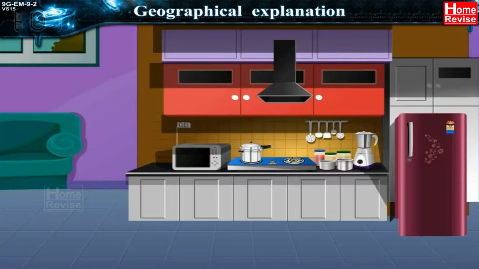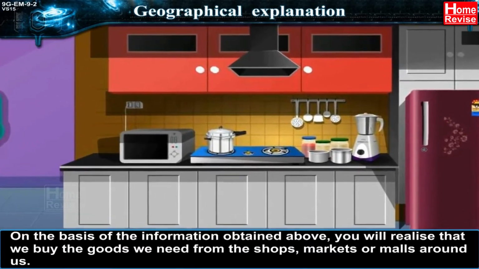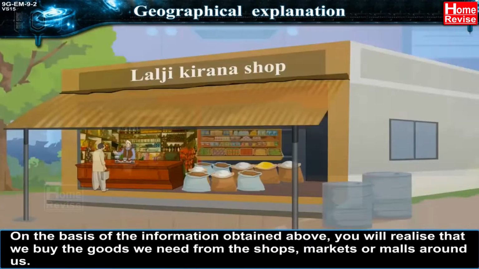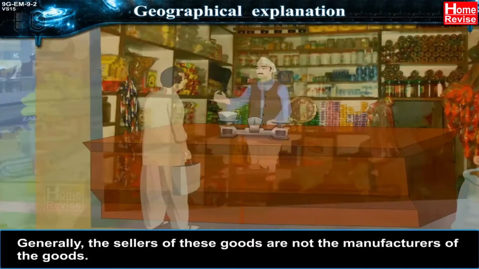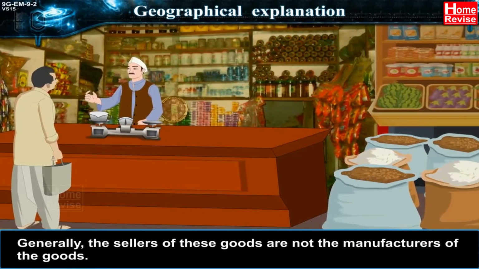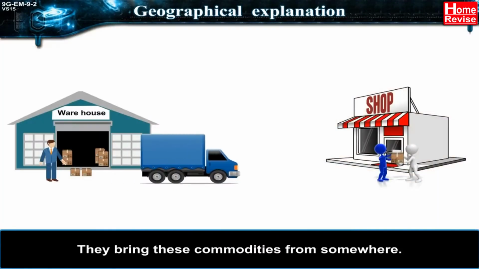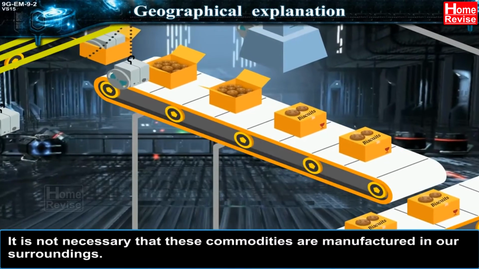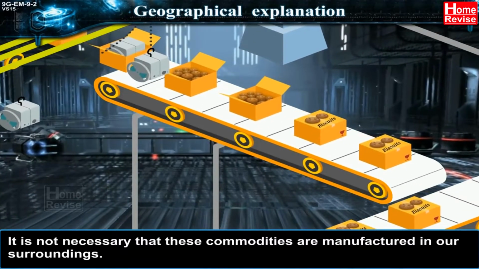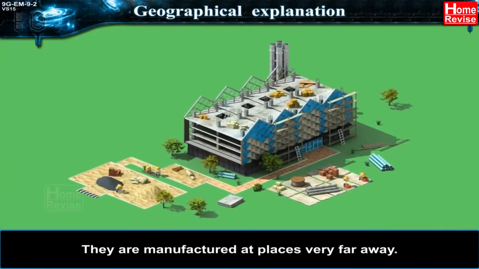Geographical Explanation. On the basis of the information obtained above, you will realize that we buy the goods we need from the shops, markets, or malls around us. Generally, the sellers of these goods are not the manufacturers of the goods. They bring these commodities from somewhere. It is not necessary that these commodities are manufactured in our surroundings. They are manufactured at places very far away.